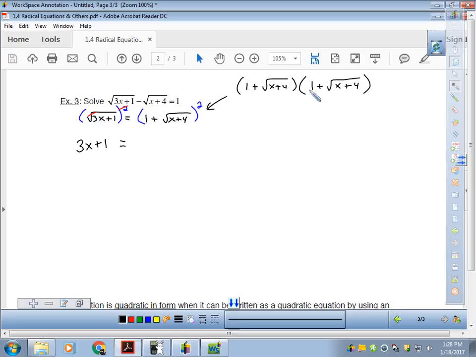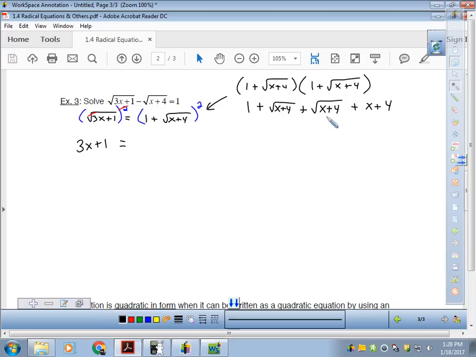So 1 times 1 is 1. 1 times the square root of x plus 4 just gives us a square root of x plus 4. A square root of x plus 4 times 1 gives us another square root of x plus 4. And then lastly, a square root of x plus 4 times a square root of x plus 4 gives us an x plus 4.